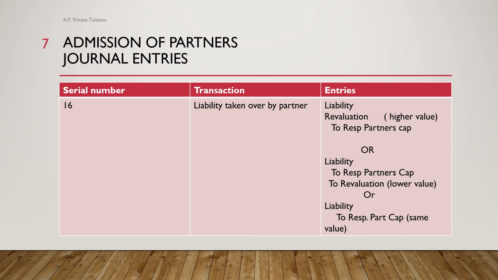If a 10,000 liability is taken over for a higher value, it is a loss for us. Liability account debit 10,000, revaluation account debit 2,000, to partner's capital 12,000. Suppose the liability is taken over for 8,000, a 10 liability taken for 8. So my entry will be liability account debit 10,000, to partner's capital 8,000, to revaluation account 2,000. And at the same value, liability to partner's capital 10,000.